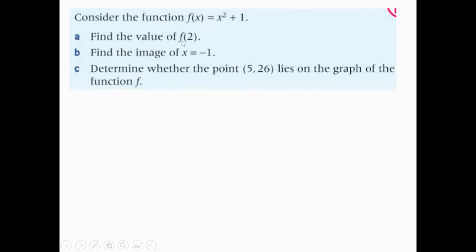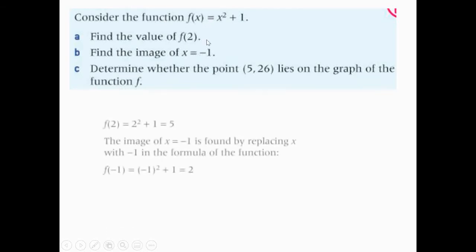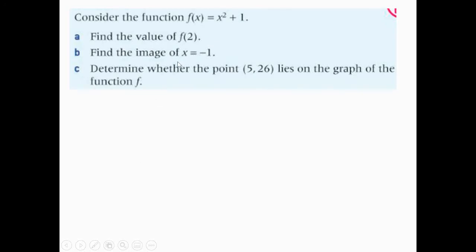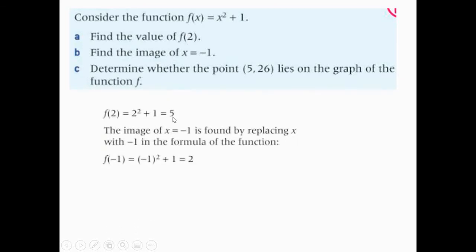Consider this function, find the value of f of 2, and also find the value of f when x is -1. So it says find the image, right? The image means when you put this input in, what's the output? So looking for both of those. f of 2 is 5, and f of -1 is 2.